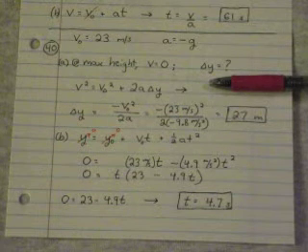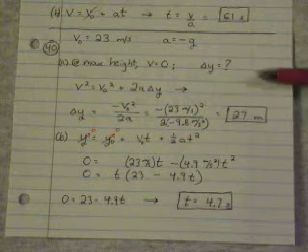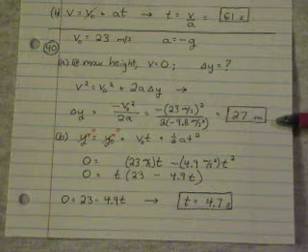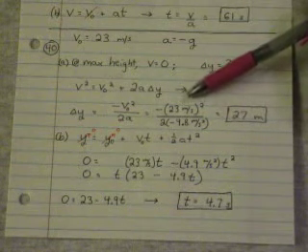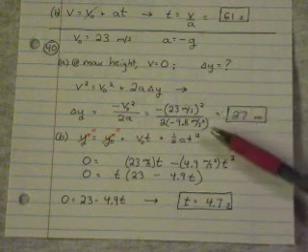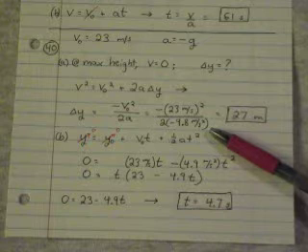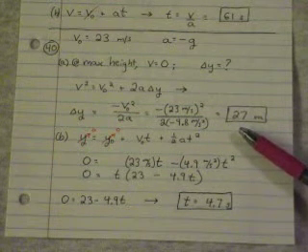V squared is going to be 0 because we're talking about the maximum height. And we get delta y equals negative V naught squared over 2a. And then we plug in what we know. V naught is 23 meters per second, and make sure you make a negative 9.8 meters per second squared, and you should get 27 meters. That's how high the ball goes.